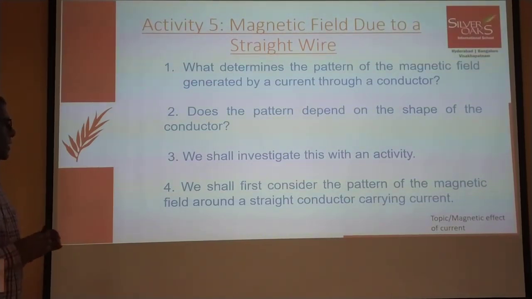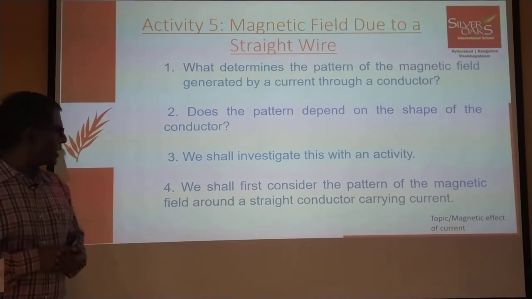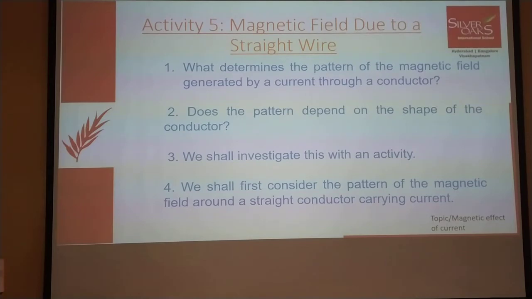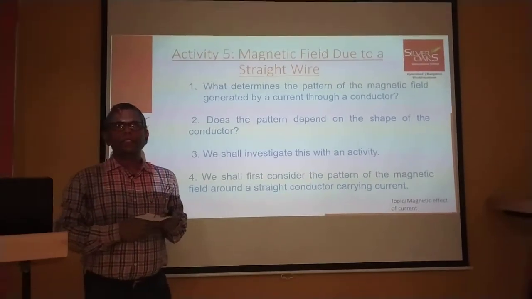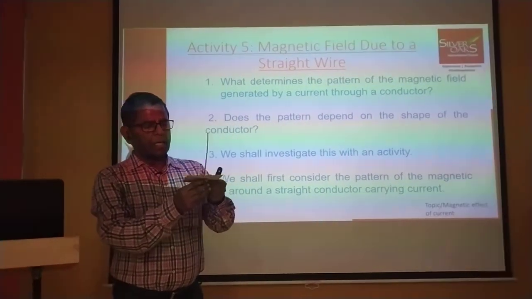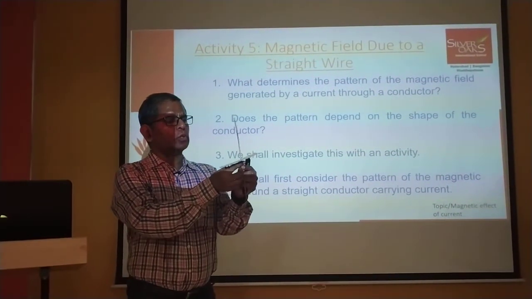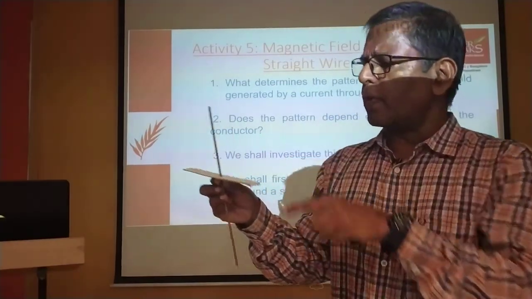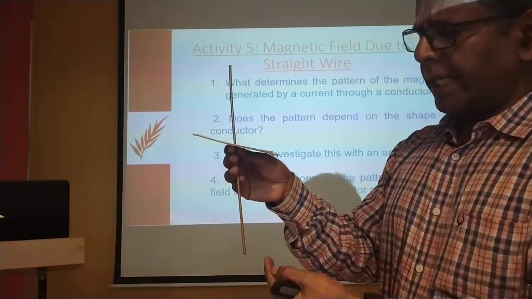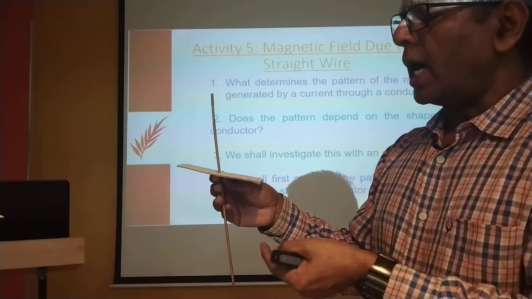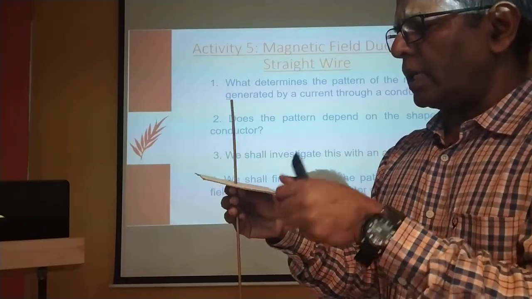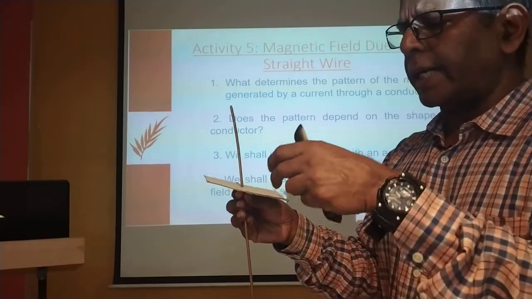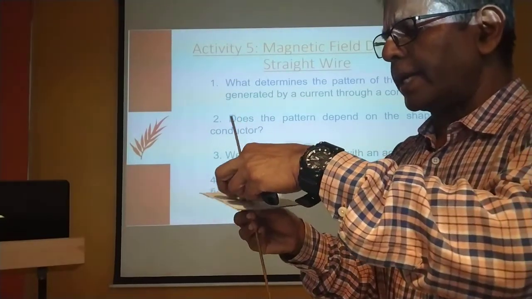So first we'll consider the pattern of magnetic field lines around a straight conductor carrying current. So what I'll be doing is, I'll take a same thick copper wire and I'll pass current through this thick copper wire. And I will insert this copper wire on a cardboard. So this is a cardboard, and when the current is flowing, we can draw the magnetic field lines.